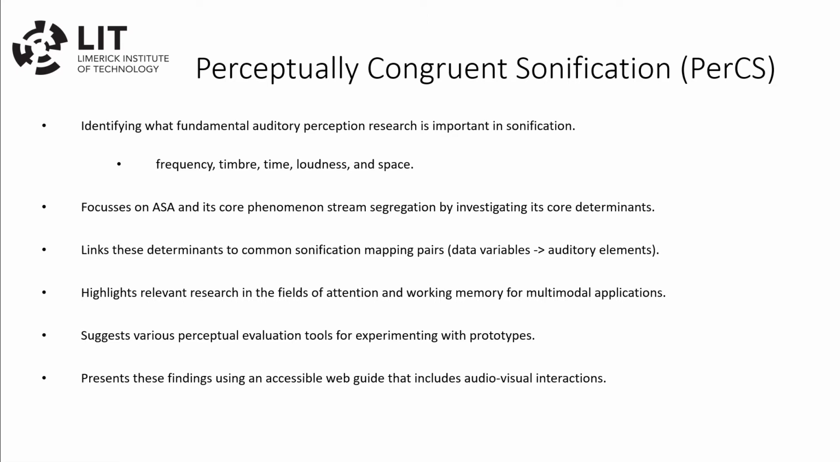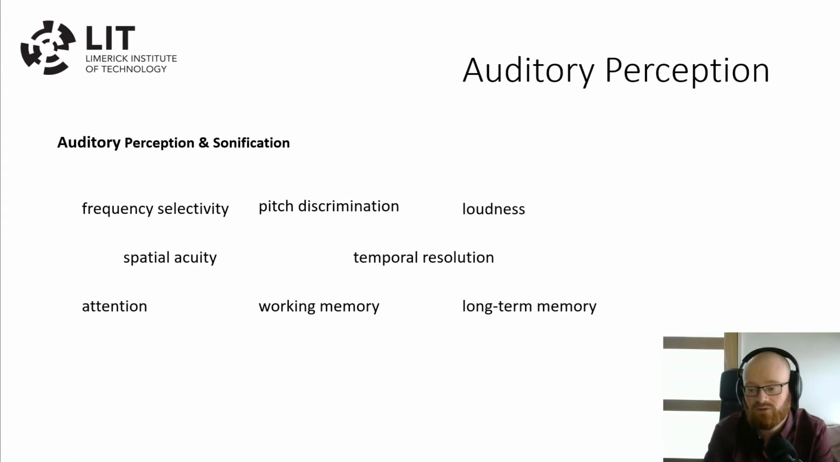So we went about linking these to the sonification mapping pairs and trying to outline it in a clear, comprehensive and concise way through the web guide, and also using audiovisual interactions. When we're talking about auditory perception, we know that the core determinants are frequency, time, timbre, space, and loudness. So we were looking at frequency selectivity, pitch discrimination, loudness perception, the equal loudness level contours, spatial acuity, and temporal resolution. And also a little bit of the working memory and attention mechanisms involved in auditory perception. However, that was more in collaboration with other members of the research center.